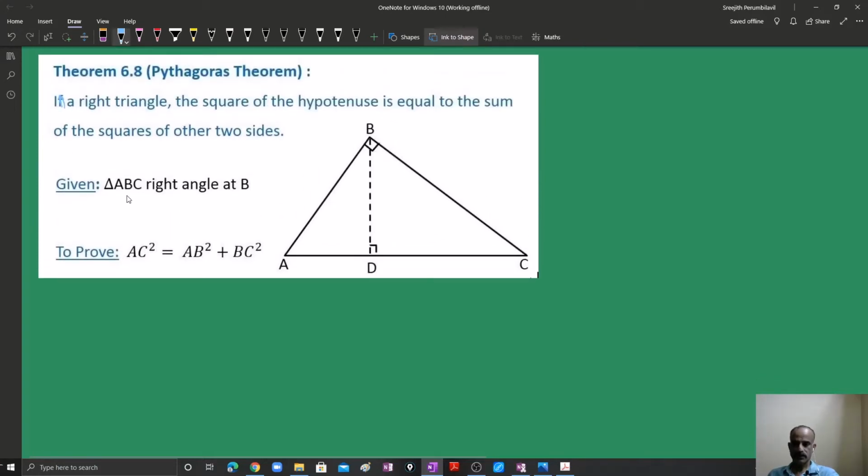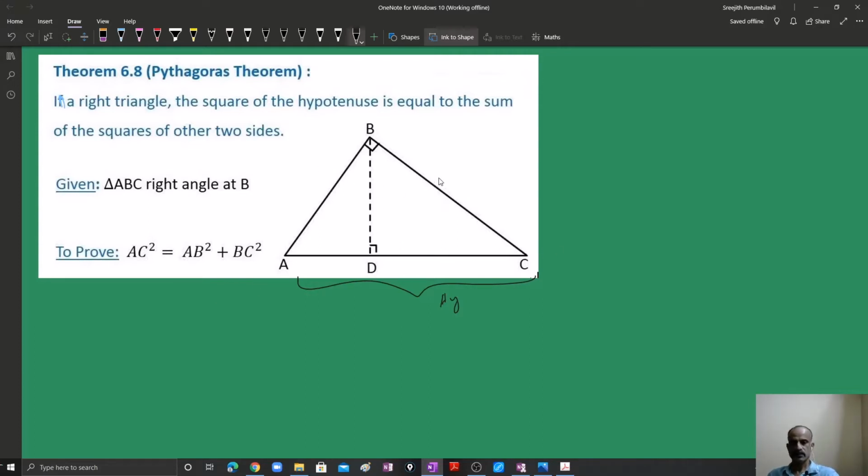The given part is: in triangle ABC, right angled at B. We have to prove that the side opposite to the right angle is known as hypotenuse, and hypotenuse square is equal to the sum of the squares of the other two sides. So we need to prove that in right triangle ABC, AC square is equal to AB square plus BC square.